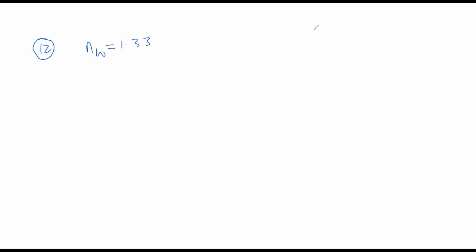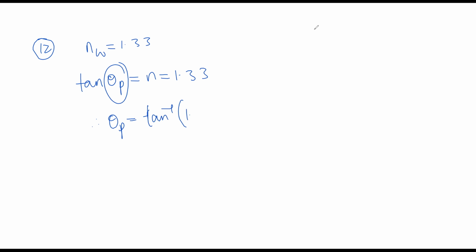So according to Brewster's law, tan theta p, the polarizing angle, is equal to n, which is 1.33. What do we need? We need the polarizing angle. Therefore, keeping theta p here and bringing tan to this side, we get tan inverse of 1.33. When we simplify this, we get 53 degree. So that is the polarizing angle. So this is the solution for the 12th one.